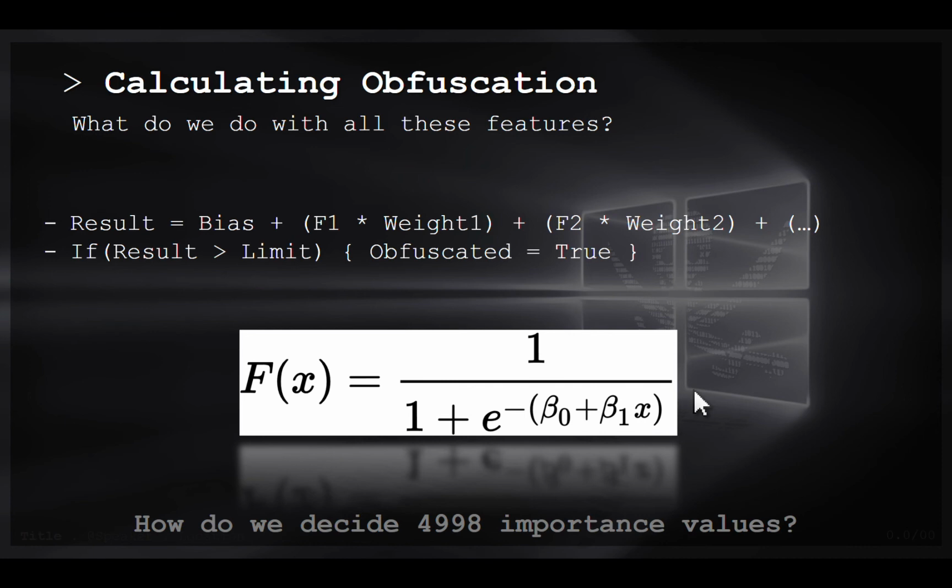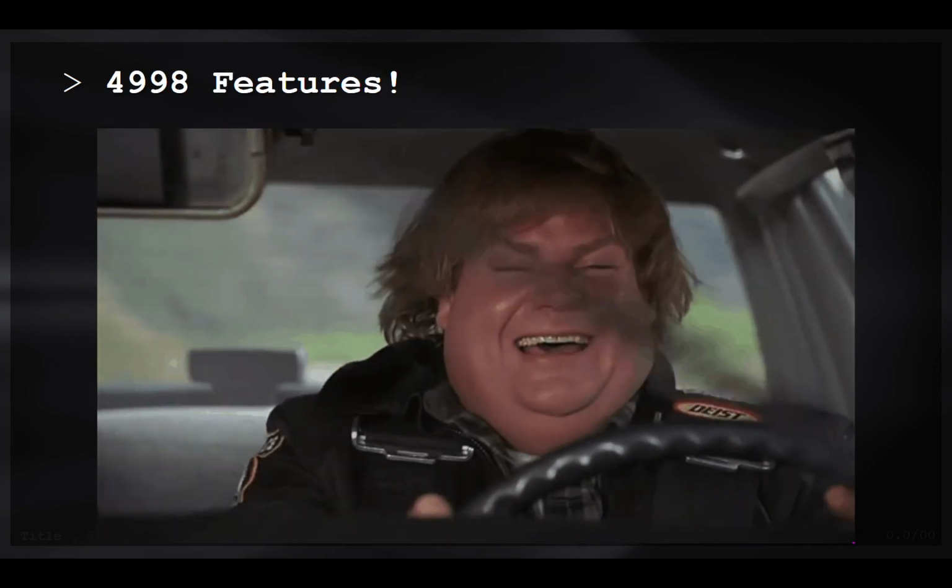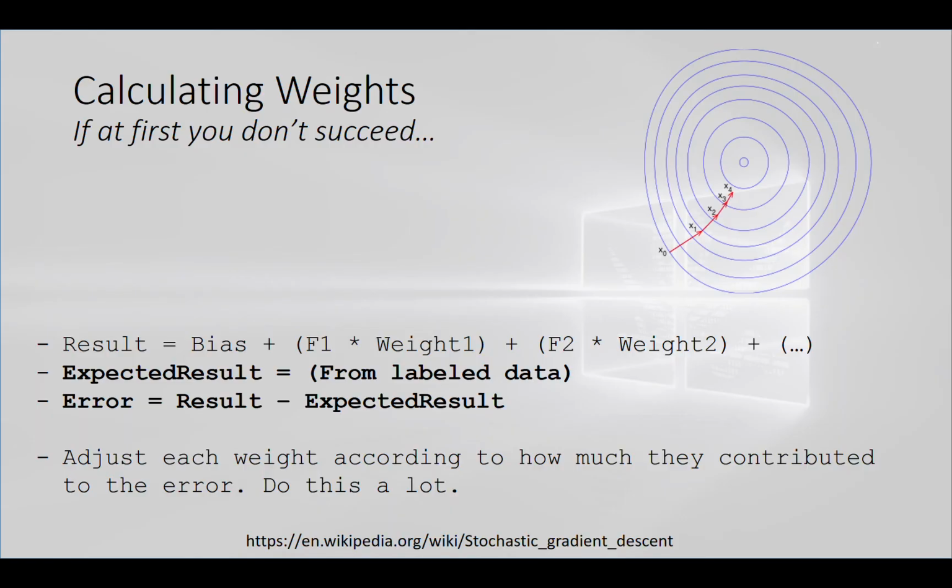So hey, we got more math here based on the logistic regression. But we still have a huge problem. How do we decide on 5,000 important values? We're not just going to ask each other. At first it sounds great, but maybe not. The answer there is called gradient descent.